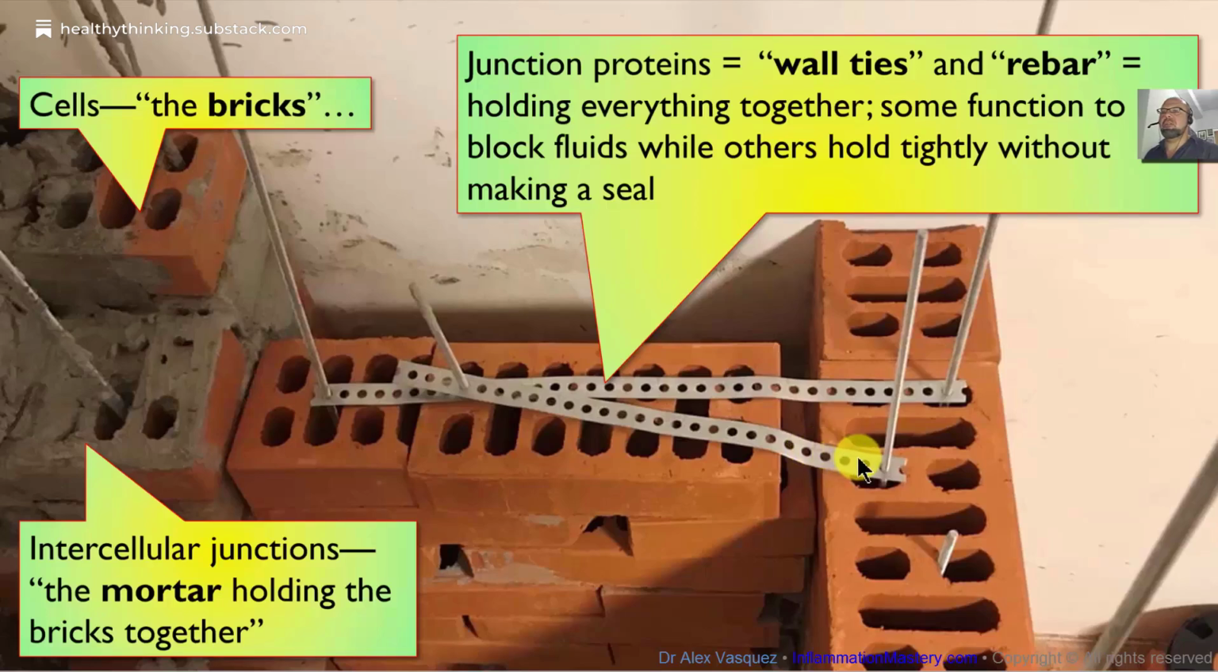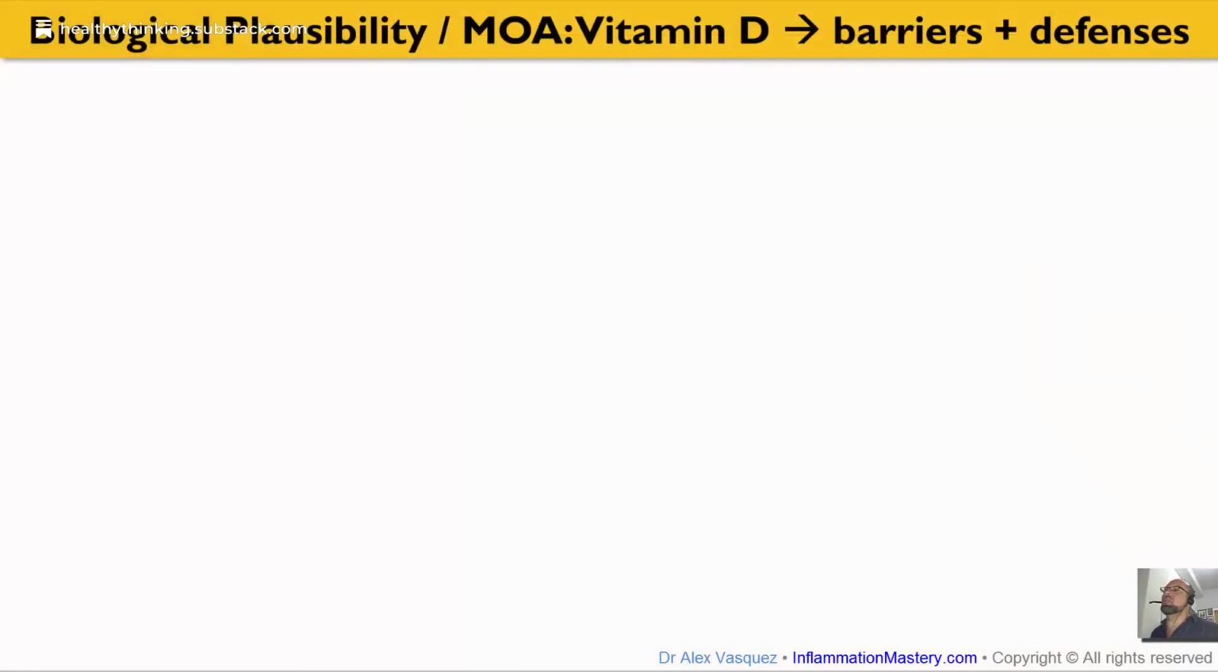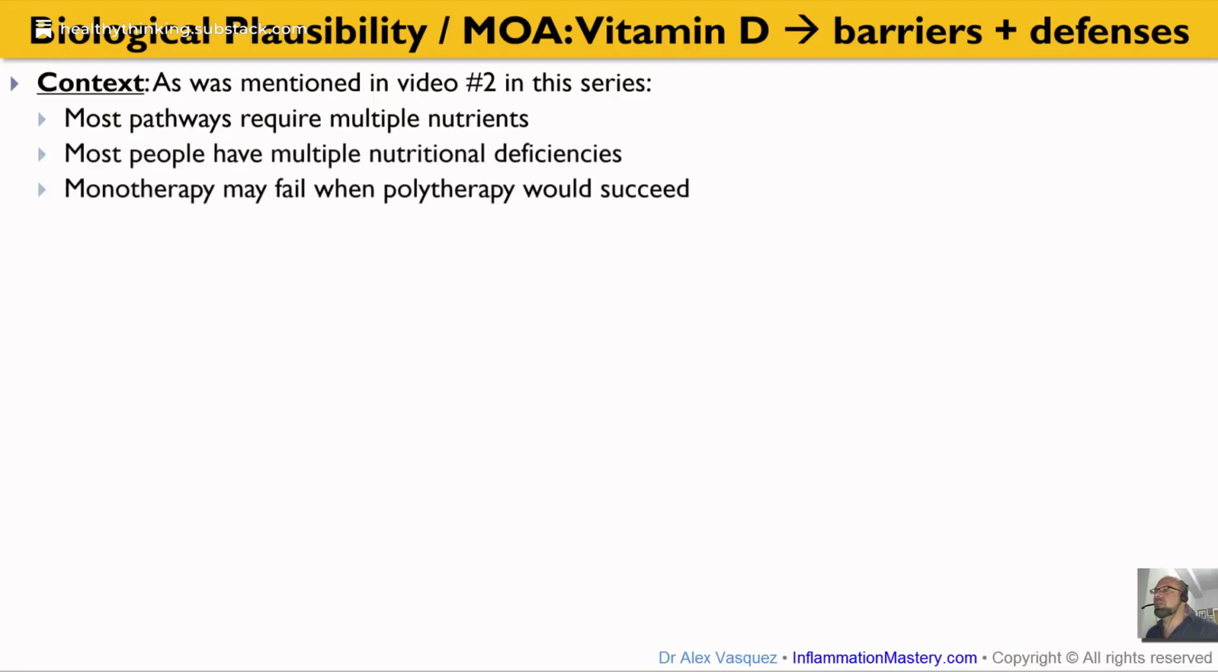So anyway, that was just another quick metaphor, and now let's move on. And so as I move on now, I want to talk about the biological plausibility and some of the mechanisms, but we want to remember that all functions basically in the body require all nutrients, even though in this case I am focusing on vitamin D. So everyone needs all nutrients.